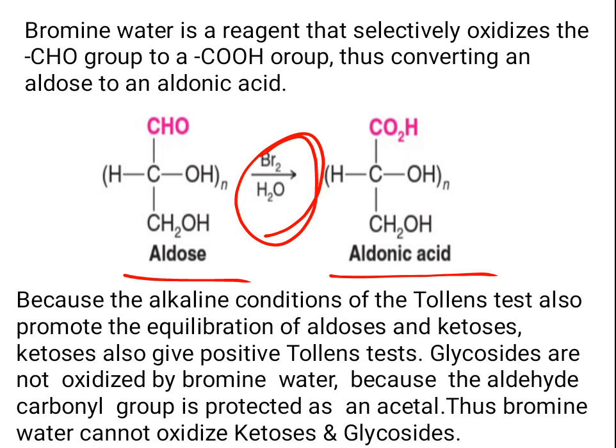Because the alkaline conditions of the Tollens test also promote the equilibration of aldoses and ketoses, ketoses also give a positive Tollens test. Glycosides are not oxidized by bromine water, because the aldehyde carbonyl group is protected as an acetal. Thus, bromine water cannot oxidize ketones and glycosides. So, if you want to distinguish between aldoses and ketoses, you have to use this bromine water.